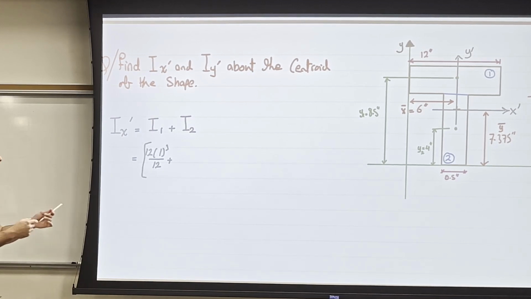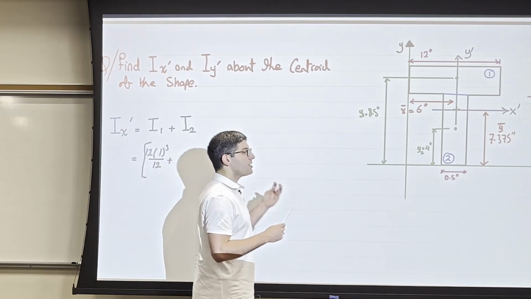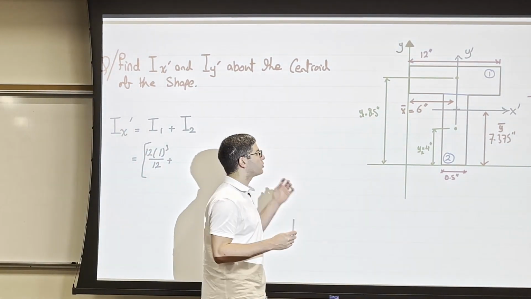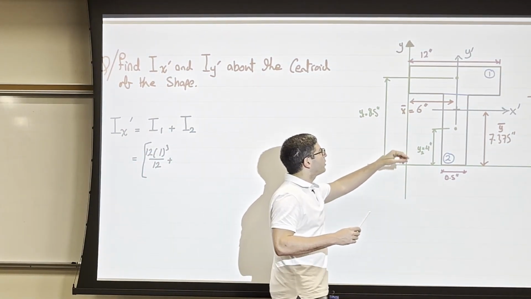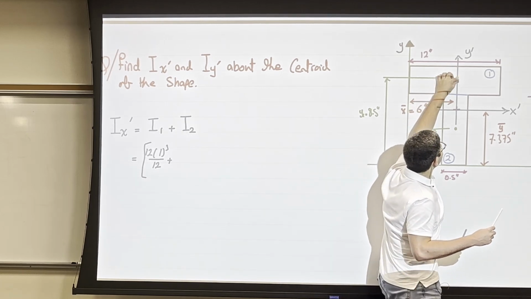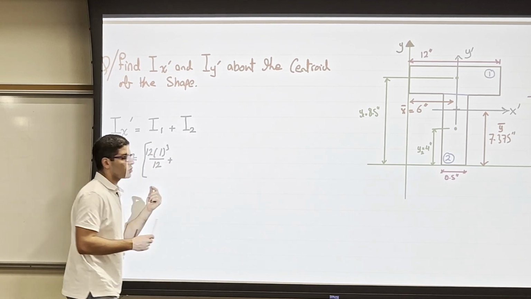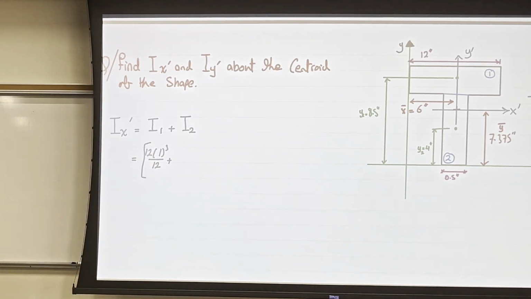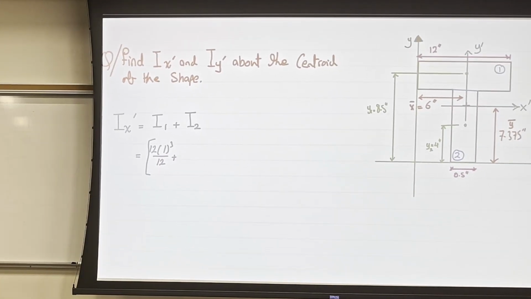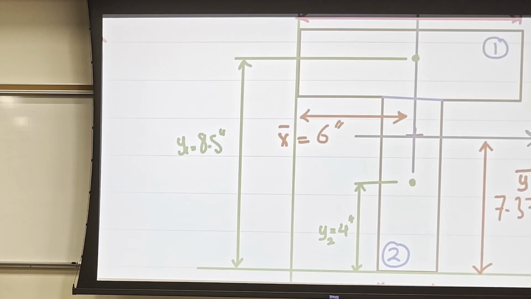Now I will look in the graph and see whether I need the second term or not for the moment of inertia of shape 1. When I looked, I found the centroid of shape 1 doesn't align with the centroid of the whole shape. That's why I need to add the extra term, which is area times d squared. So what is the area of 1? It is 12 times 1, and then times d squared. And d is basically this distance from the centroid of shape 1 to the centroid of the whole shape. Let me call it d1.